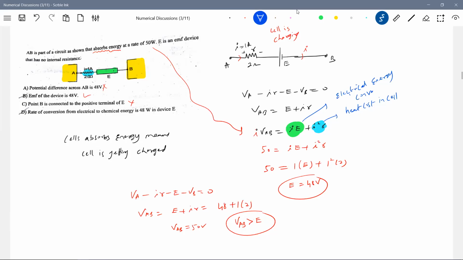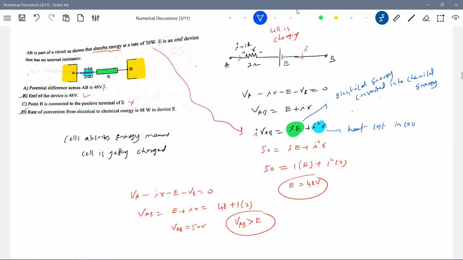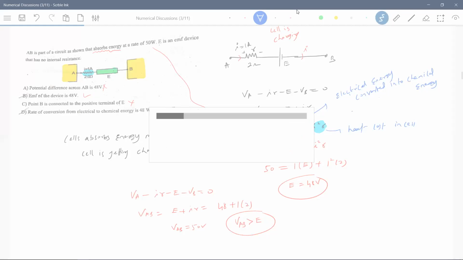Electrical energy converted into chemical energy. I'll write it here below. Able to understand? So these are very, very fundamental things.